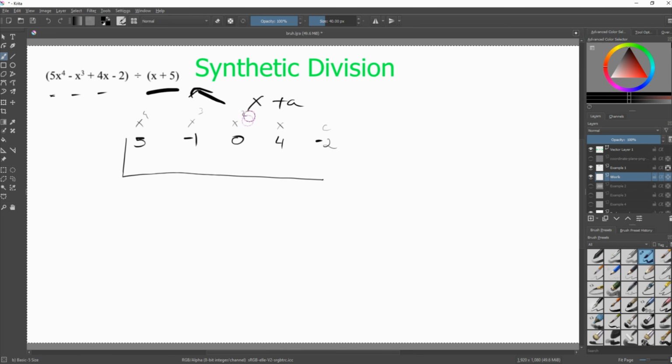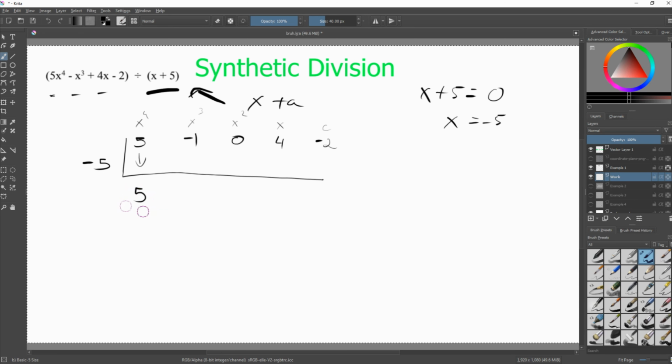Okay, so make sure you line them up in order of the exponent. If there is an exponent that is missing, like the x squared, there's no x squared here, you have to put a 0. Okay, and then you take your divisor, x plus 5, and you see what value of x makes it equal to 0. Well, x has to be -5. So you put -5 out here. All right, the first step is to bring down the first number. So I have 5 here.